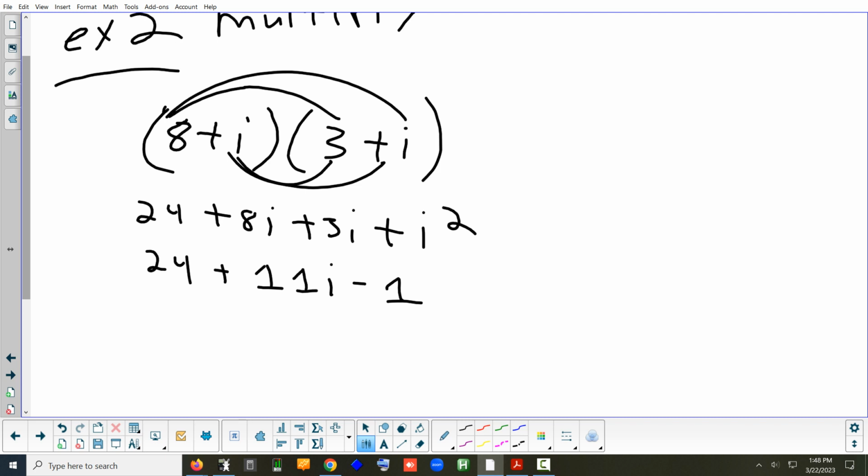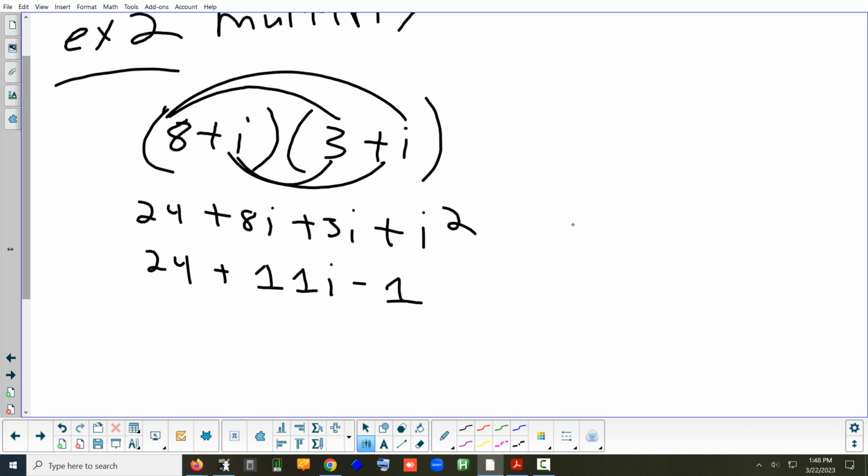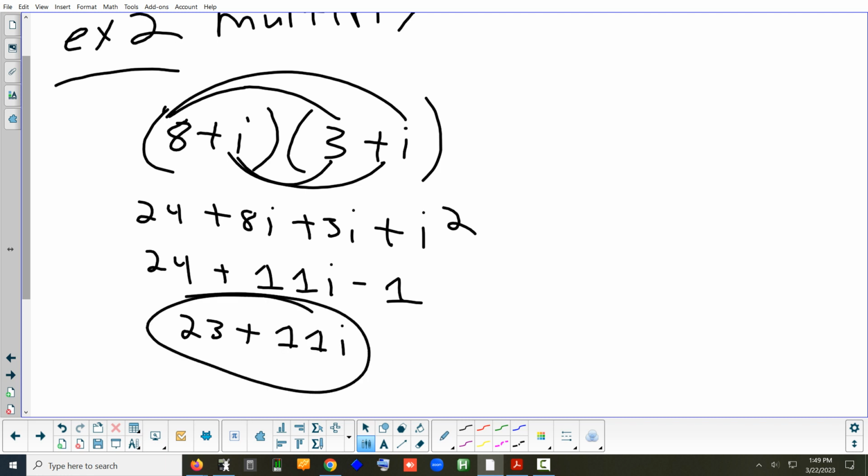Okay, so now we've got that. So we changed i squared to negative 1, which then allows you to combine like terms one more time. So Dominic, my final answer for this one, simplified as much as I can. 23. Yep. 23 plus 11i. Question on that?